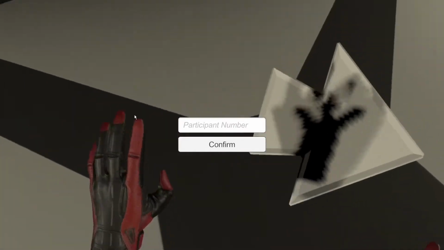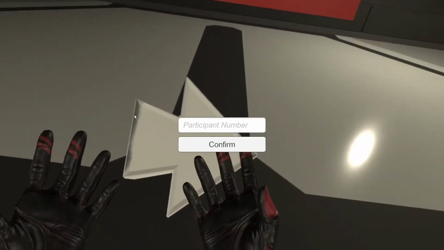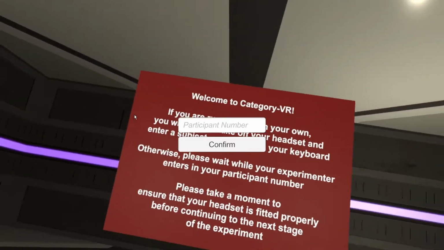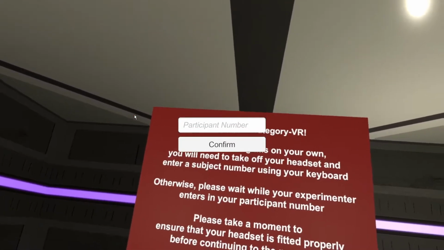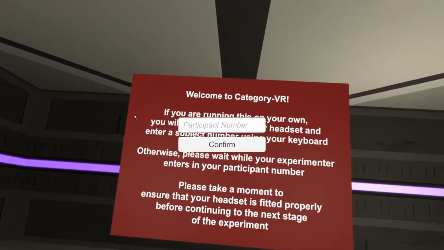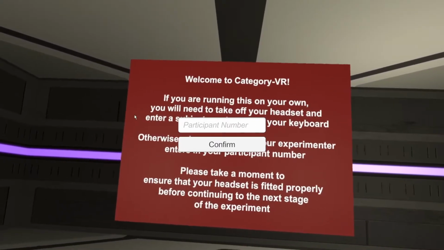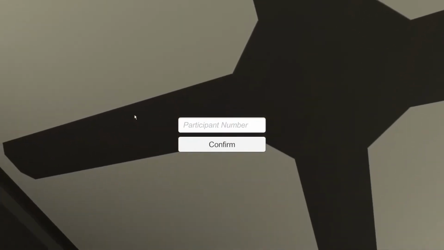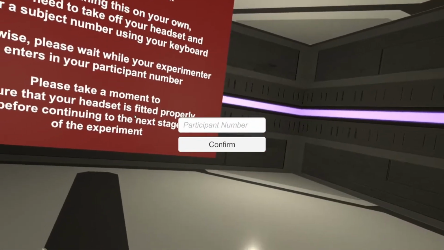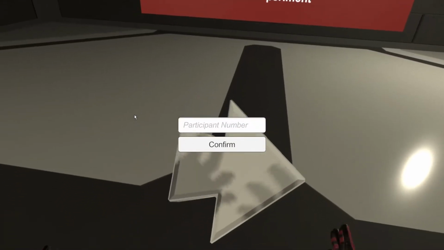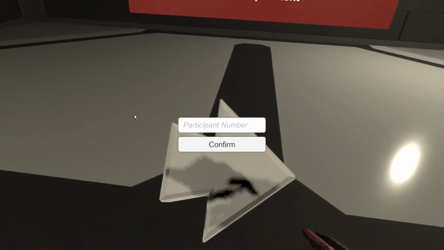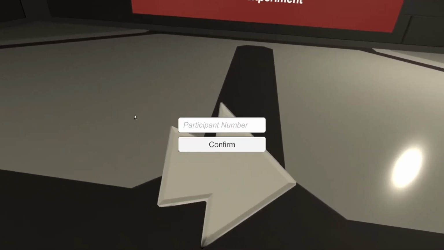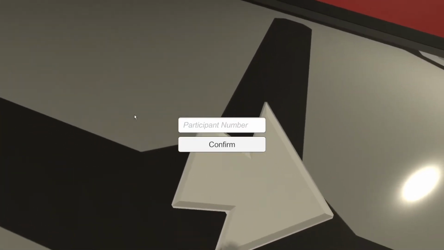Welcome to CategoryVR. This demonstration is intended to show how experiments into what is called rule-based category learning can be conducted using virtual reality as a research tool. Studies of this kind are used to examine the nuances of human attention and learning, and are a major part of modern cognitive psychology. In this kind of study, you will be presented with a series of objects and will be guessing which of 4 categories that object belongs to.